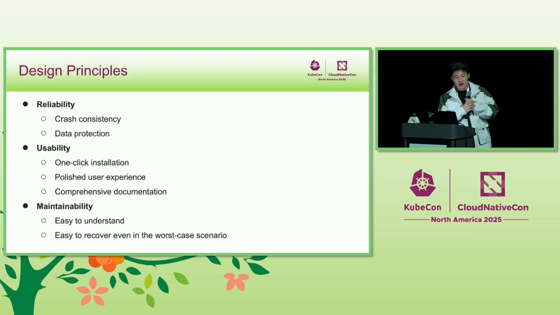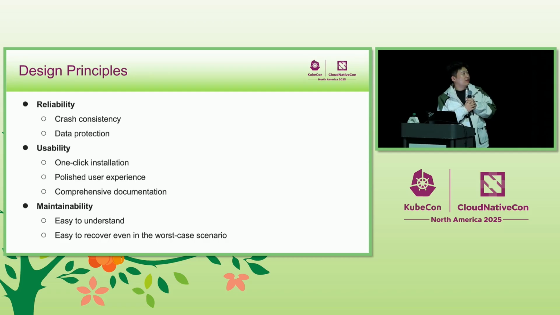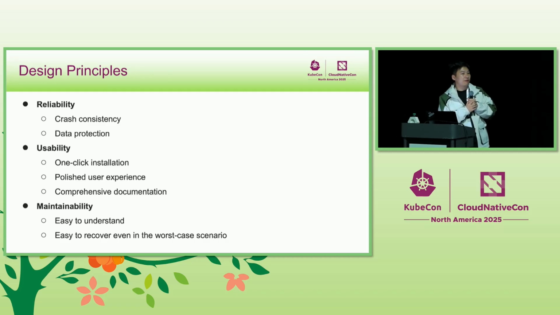And second, usability. Actually, this is one highlight of the Longhorn system compared with other kinds of solutions. We have pretty easy one-click installation via kubectl, Helm, or Rancher. We have a polished user experience with, let's say, an easy to use UI. We also have comprehensive documentation on our website. And the last, maintainability.